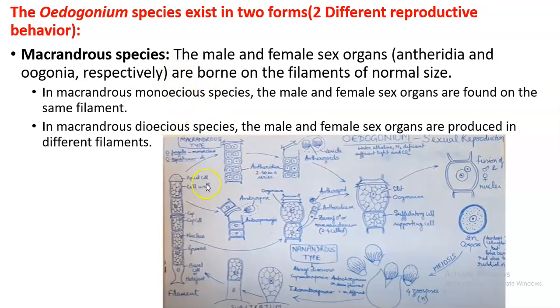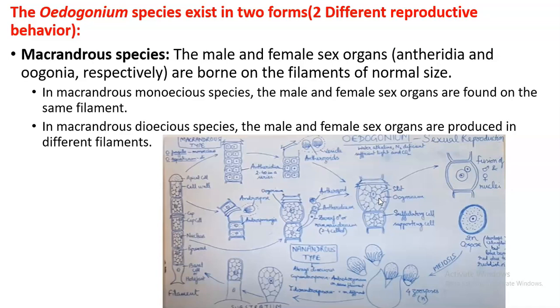Monoecious means both antheridium and oogonium, this is the oogonium, can be found in the same species, the same filament. So it can be either in that way or it can be dioecious. It can be like this. In this figure I have represented the dioecious species, because from this filament one of the cells is forming antheridia, and similarly there will be another thallus like this. So this is another thallus, it is bearing the oogonium. So I have represented the dioecious species here.